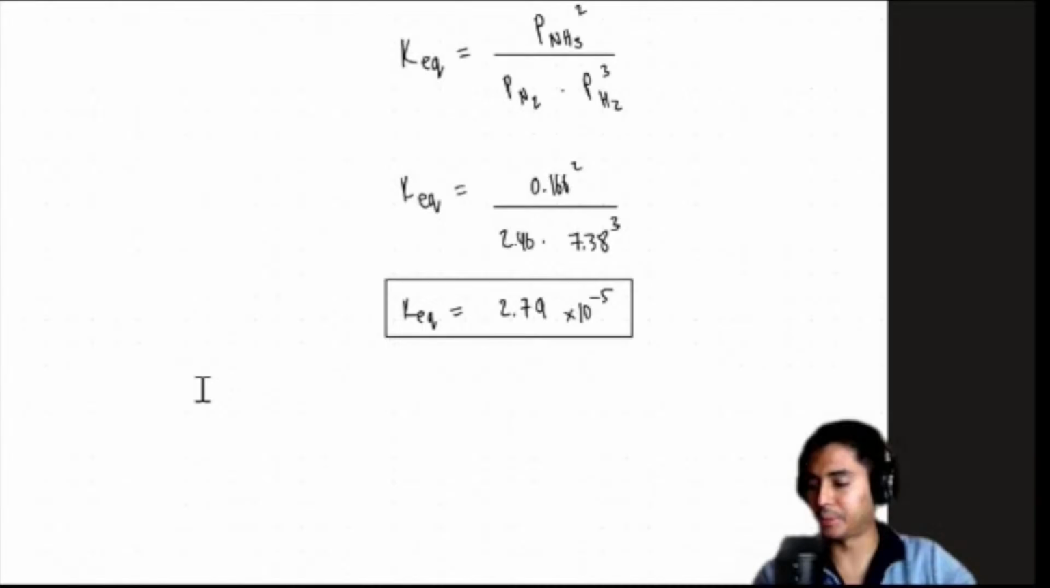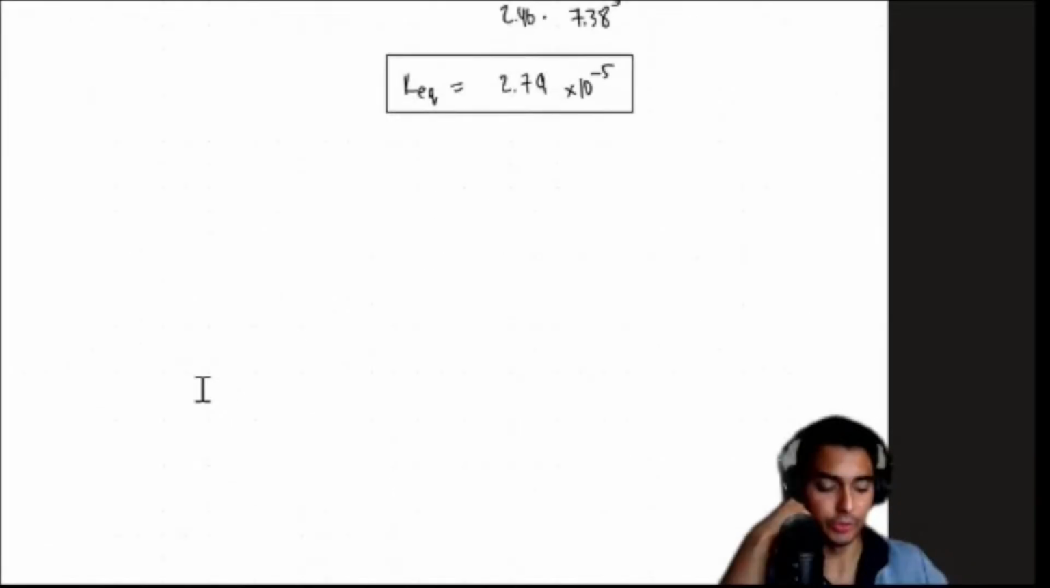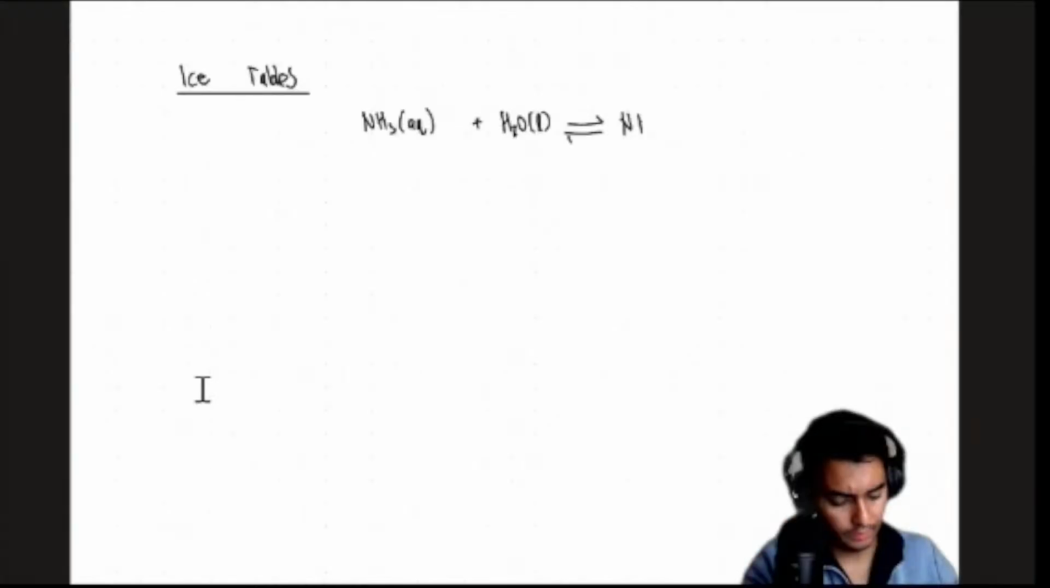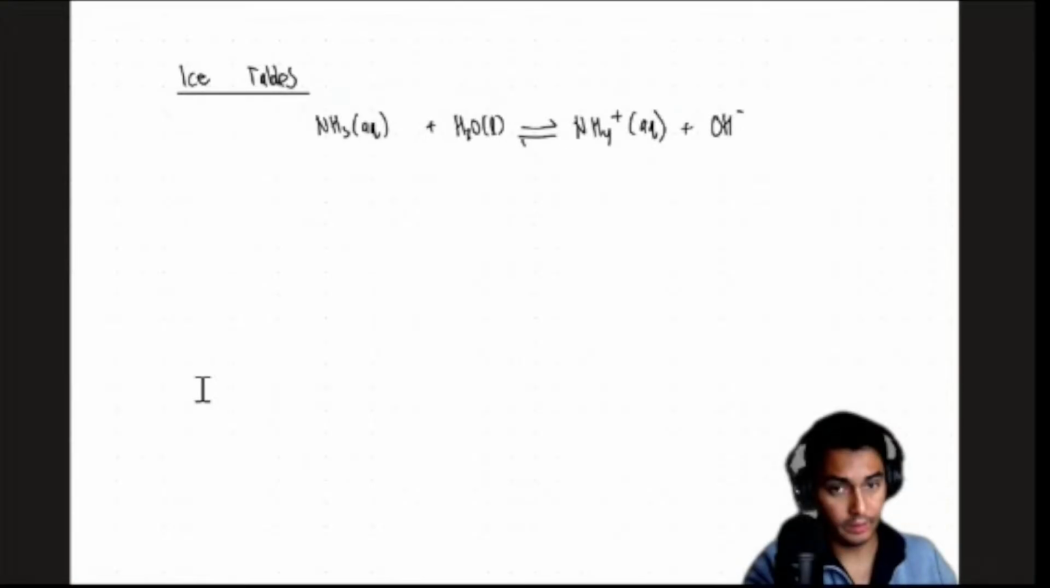And so let's suppose I give you another example. We're going to talk about ice tables next, also known as rice tables. Okay, so here's how to write an ice table. To write an ice table, we're going to basically say that NH3 aqueous plus H2O liquid is going to give us NH4 plus aqueous plus OH minus.